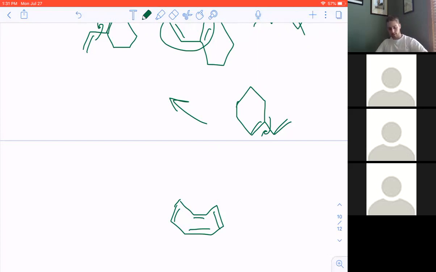And once again, if this were planar, following Huckel's rule, it would end up equaling 8 delocalized electrons. 8 would mean that it would be anti-aromatic, but in order for it to be anti-aromatic, it has to be planar. So this one isn't planar, which means that non-aromatic is the only one that works.